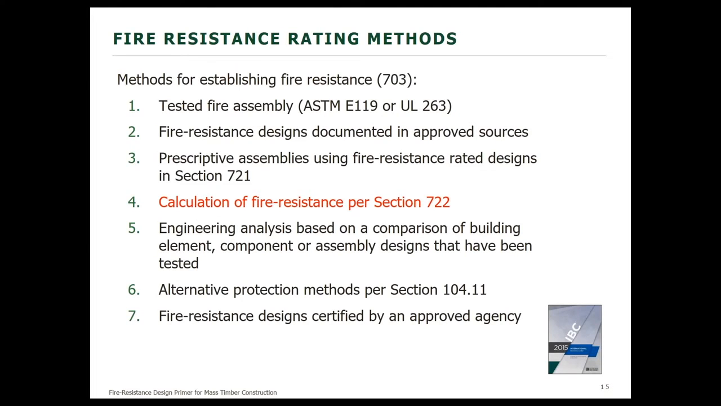Here, what I've provided for you is the 7 methods that the code recognizes for establishing fire resistance. They're all based on the same standardized testing, the E119 testing that I referred to earlier, but an assembly does not have to be individually tested to be recognized by the code. Of the 7 recognized methods for determining a rating, the one up there in red is the one we'll talk about next, IBC Section 722 on the calculation method for exposed timber elements.